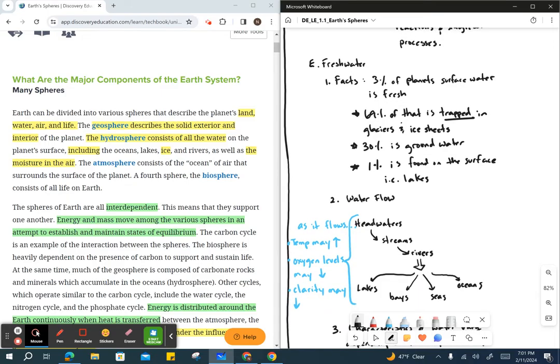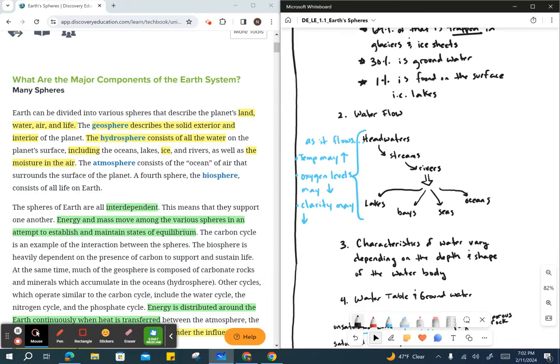So we've got fresh water now. Remember we said that 97% of the surface water is found in the ocean. 3% of the planet's surface water is fresh. Now, look at this. 69% of that is trapped as ice. 30% is underground. That means only 1% of that 3% is actually on the surface as lakes and rivers. Really not a whole lot, is there?